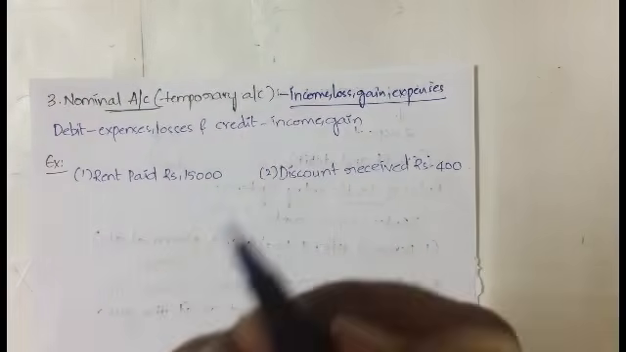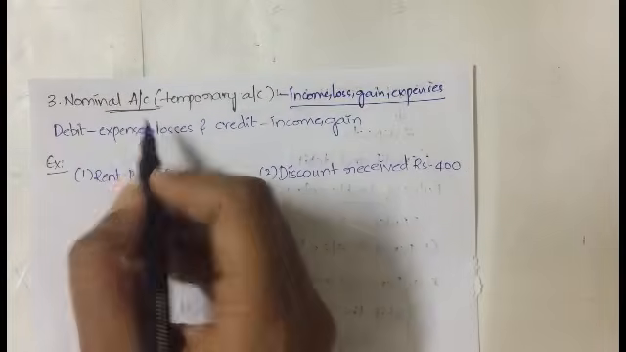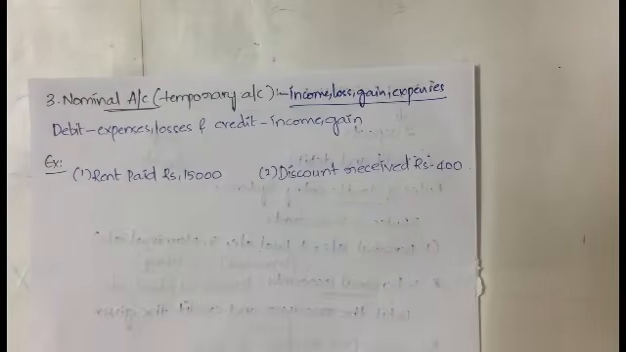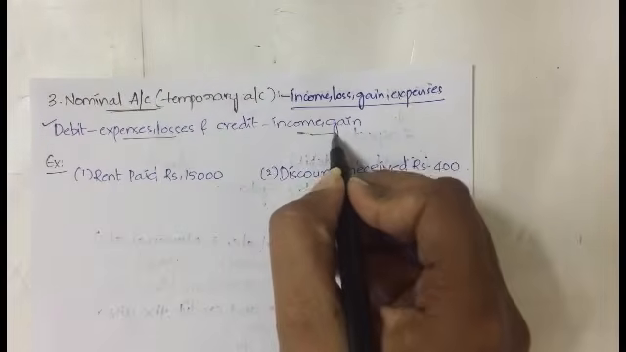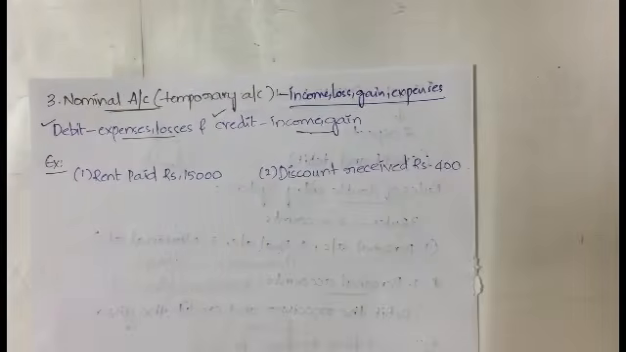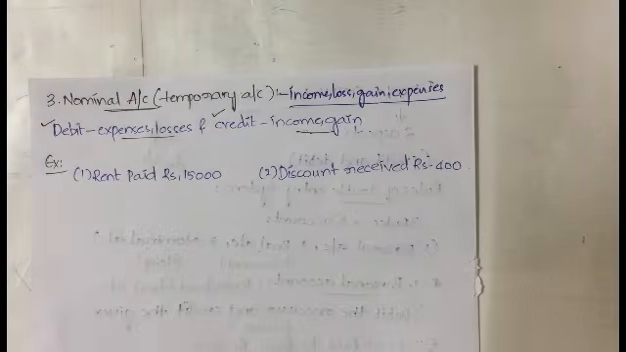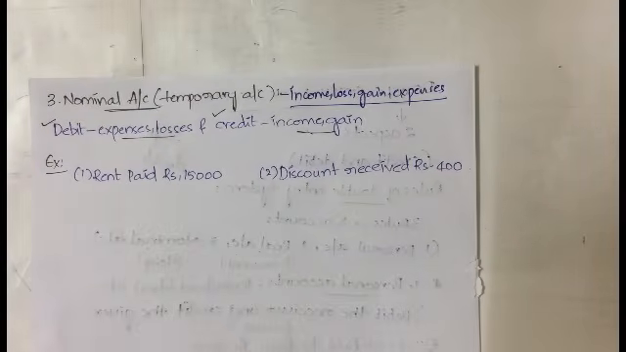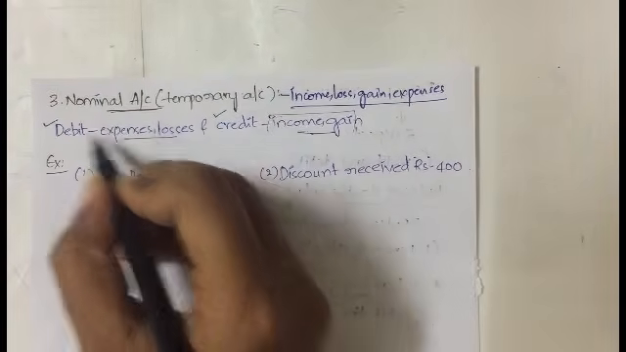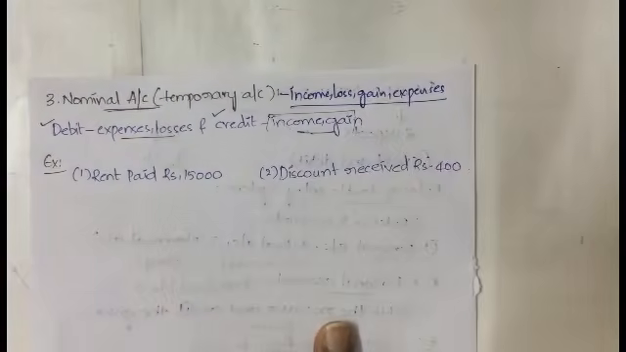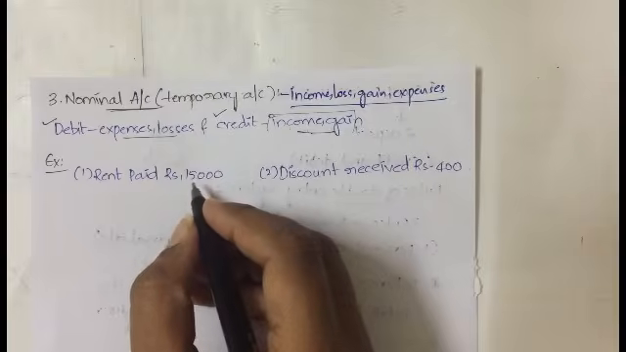Now what is the rule for this nominal account? If you are having any expenses or losses, that has to be debited. Any income or gain, that has to be credited. Debit expenses or losses and credit income and gain. If you are getting income or gain, then credit. If you're getting expenses or losses, then debit. Okay, so now let us see examples of how to write a double entry journal.